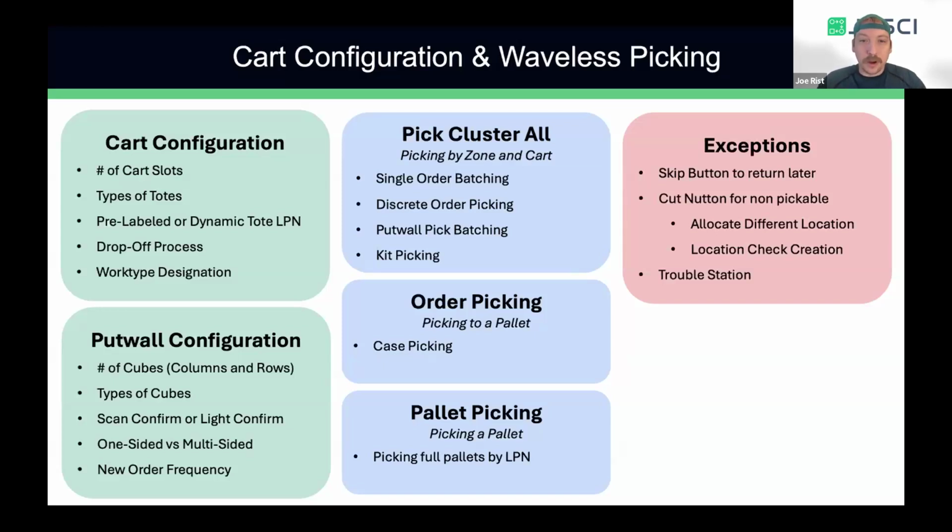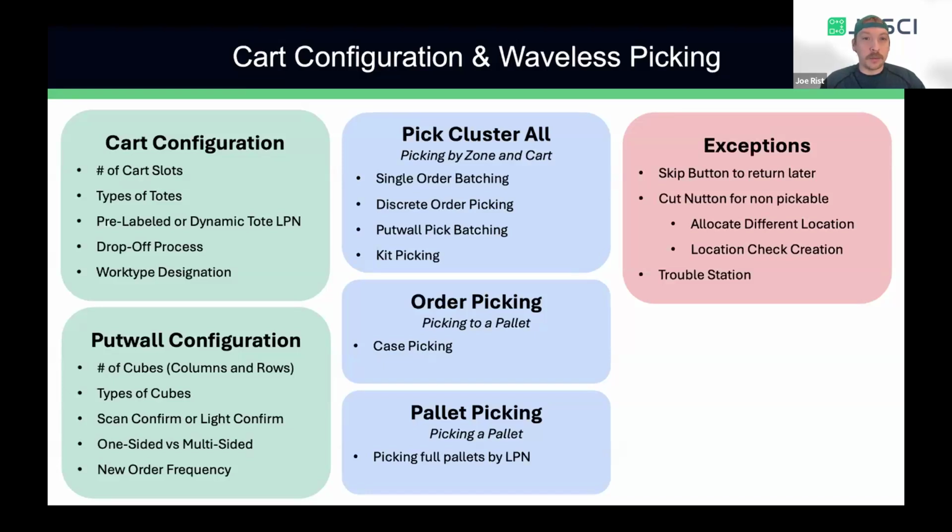I see I have a typo there. It's supposed to say button, not nutton. But this is going to be for if it's non-pickable. So you get to the location, we thought we had the SKU there, or we thought we had the right quantity there, and you either can't pick all of it or can't pick it at all. We have a cut button, which is going to do several things. It's going to check and see if we have this SKU in other locations that we can allocate on the fly. And that way we'll add that line into your pick path in the appropriate spot. And we're also going to create a location check at that location that you initially visited, which will ensure that inventory control team can take a look at it.